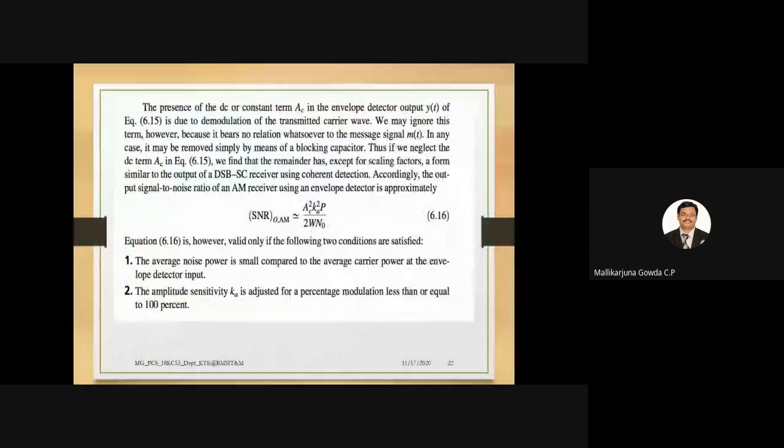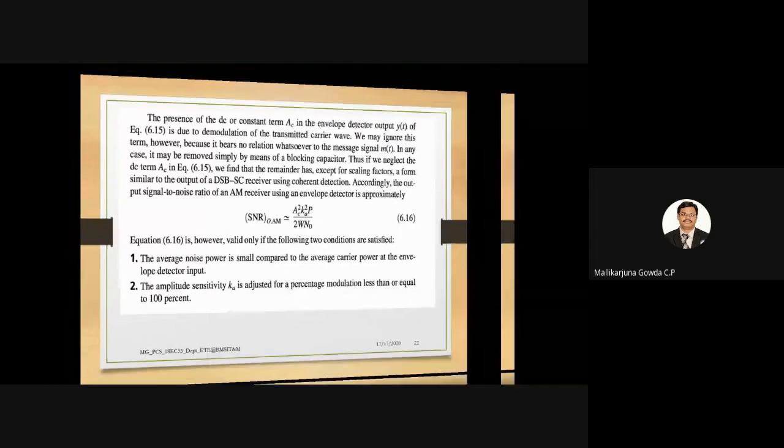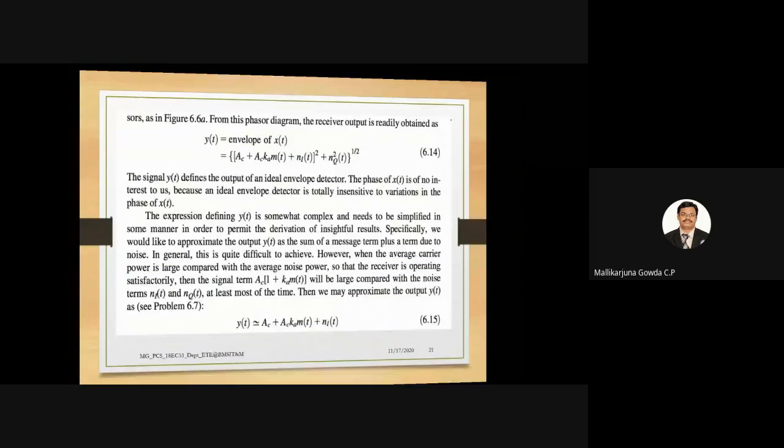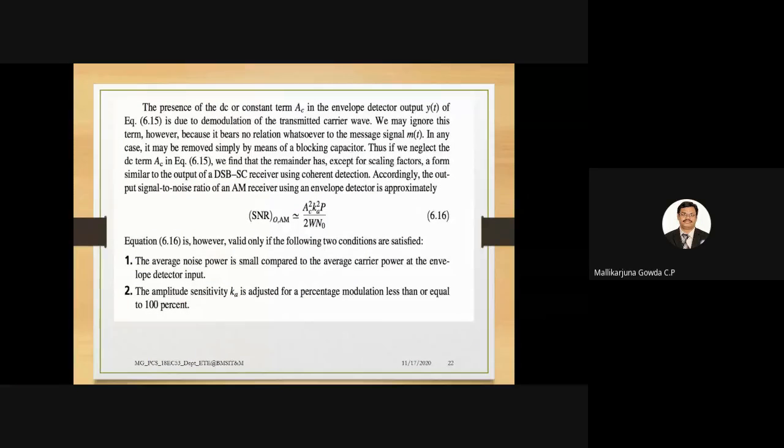Now we can find the output SNR, by finding the average power of the demodulated message signal and the average power of the noise. We already know how to find the average power of the demodulated message signal: it is Ac squared ka squared P by 2. And W N0 is the average power of the noise. So the output SNR will be the ratio of the average power of the demodulated signal at the receiver output to the average noise power. This is the expression we get for the output SNR.